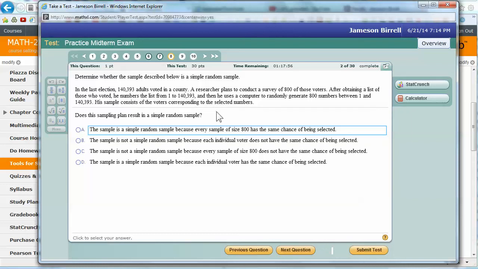So that is a simple random sample, and let me look at the choices. Well, there it is. The sample is a simple random sample because every sample of size 800 has the same chance of being selected randomly. The computer, if it's truly doing a randomization, any group of 800 could be picked from any other 800.